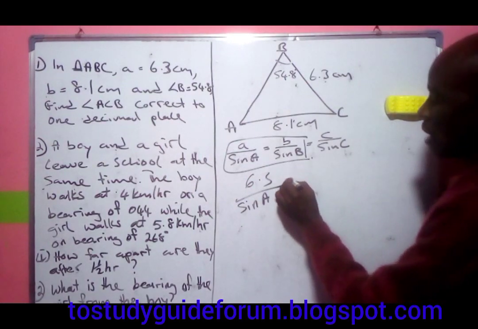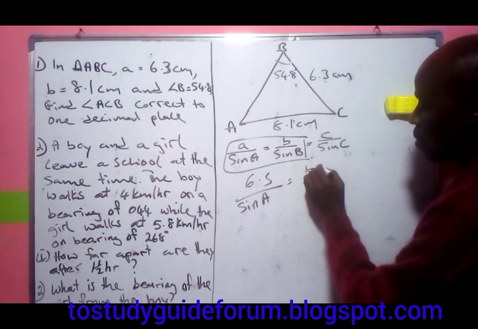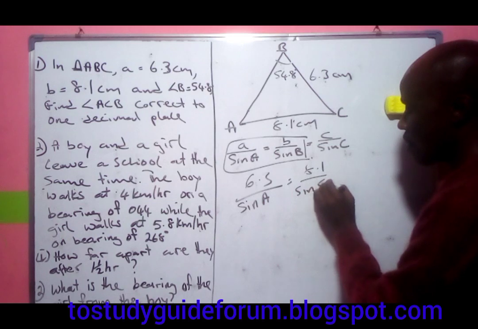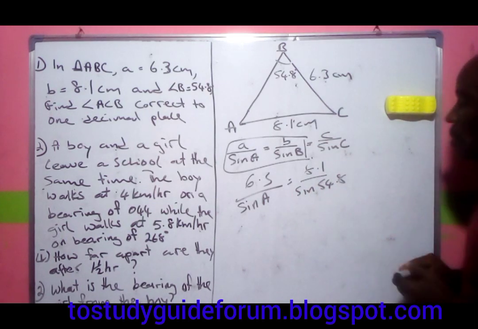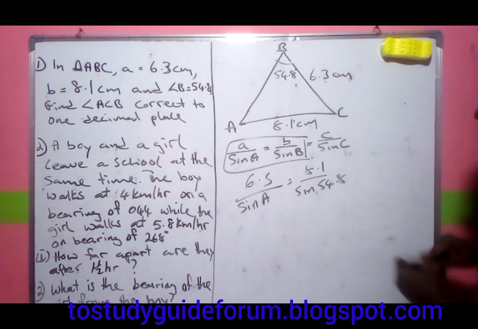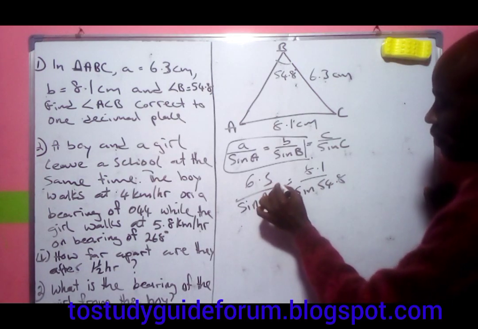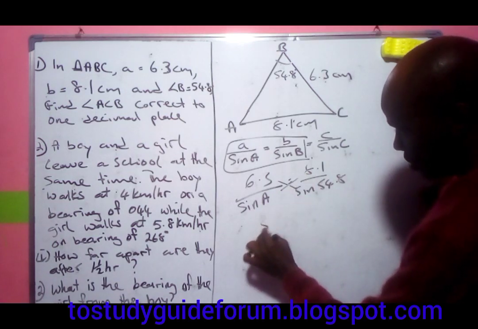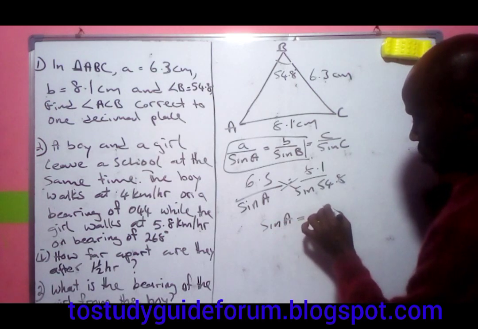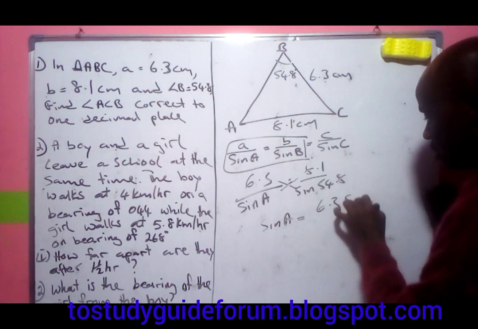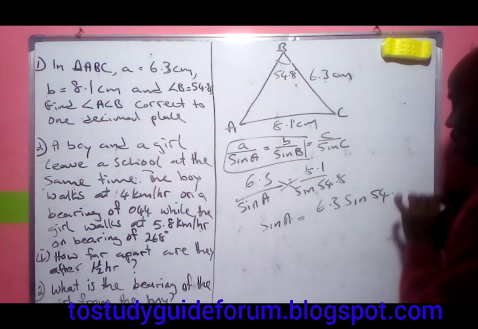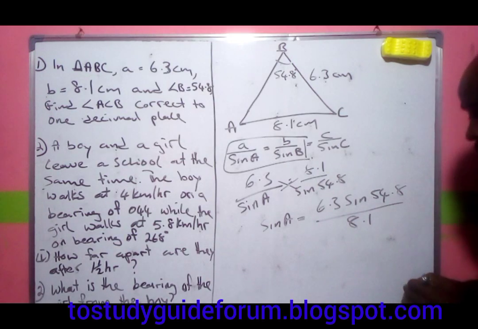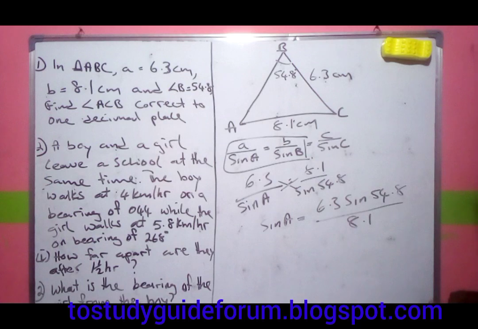So let's quickly go down again in solving the problem. We have 8.1 over sine B. Making sine A the subject of the formula, we cross multiply. Sine A is equal to 6.3 sine 54.8 all over 8.1. So what next are we going to do here?